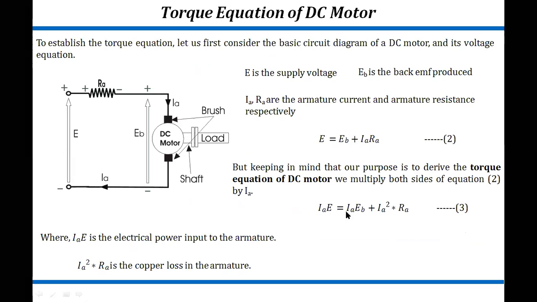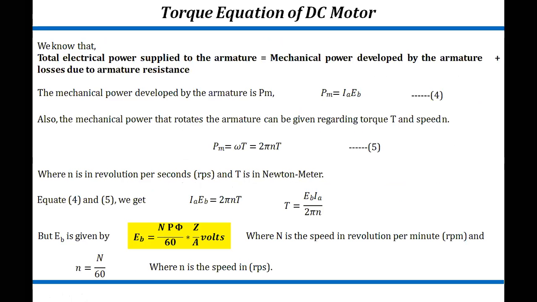EB IA, you can call this the mechanical power. IA square RA, you can call this the power loss, or the armature power loss, copper loss. Here we can equate the mechanical power with the equation in the form of torque and angular velocity. You will get mechanical power equal to W into capital T, so you can write that as 2 pi n T. If you equate these equations, you will get IA EB equal to 2 pi n T.